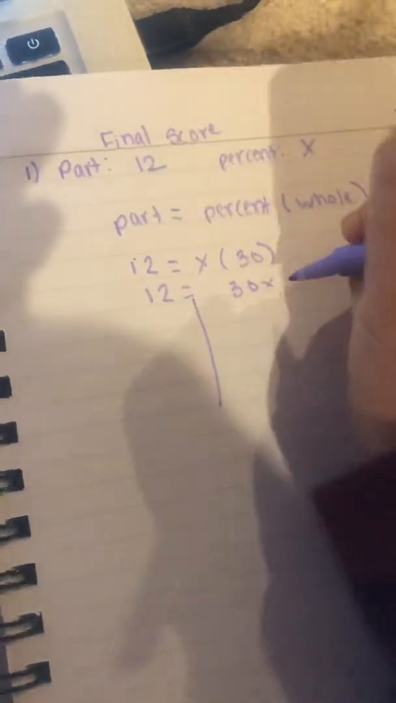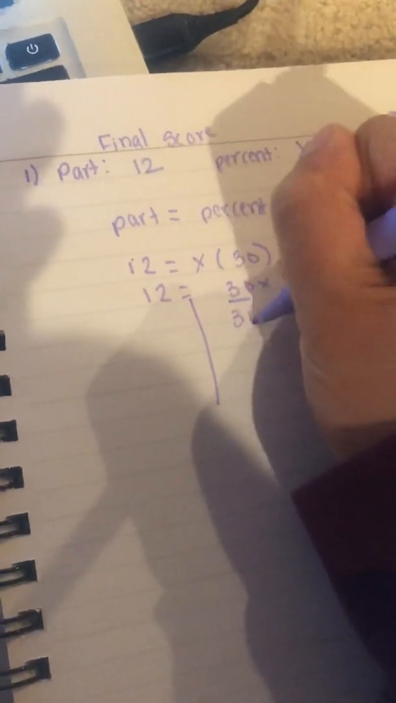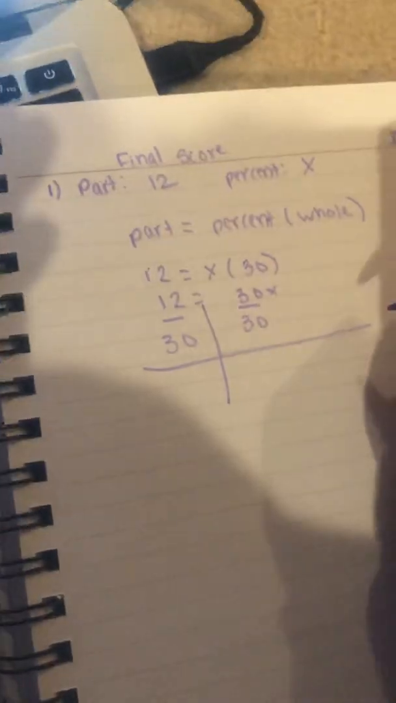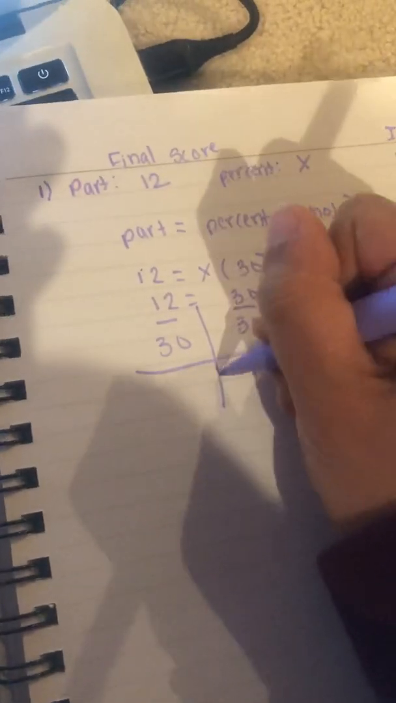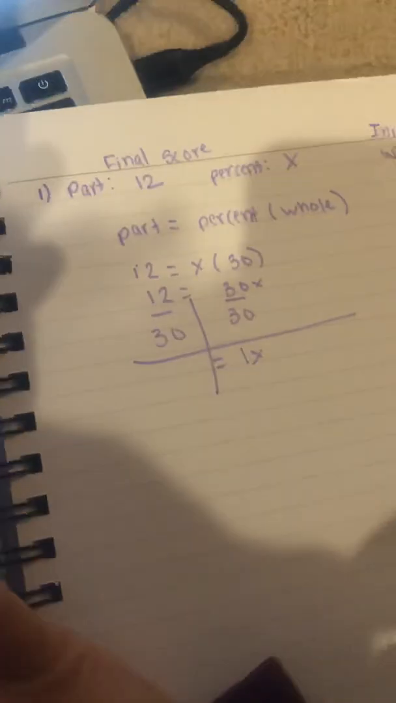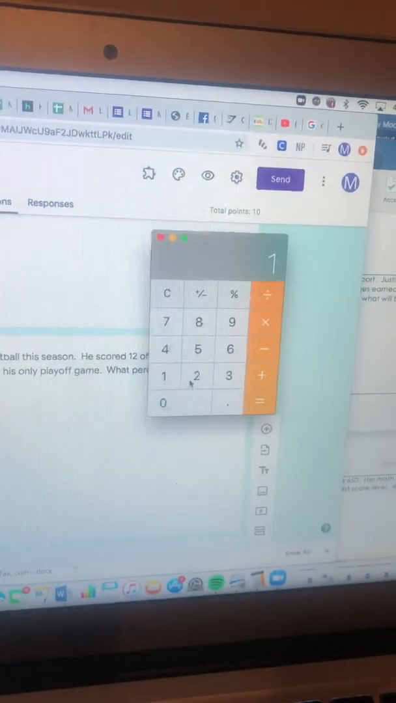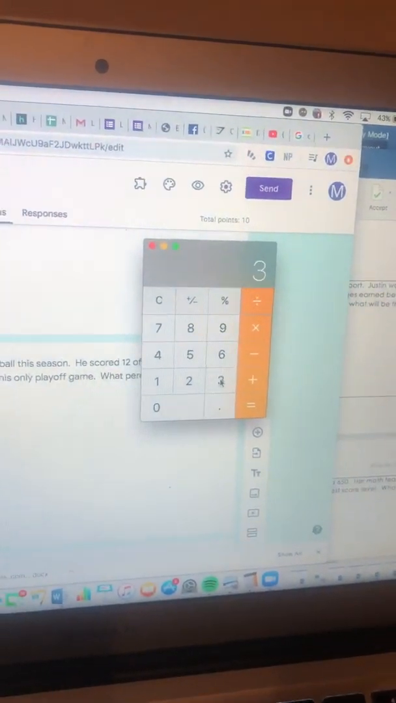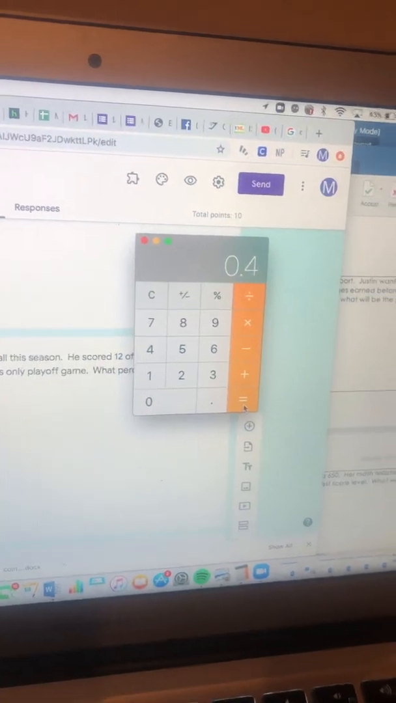And the next step is we divide because we want to figure out how much would be 1x. So we get 1x equals 12 divided by 30. And since we have our amazing calculator here, let's do 12 divided by 30. And what we get is 0.4.